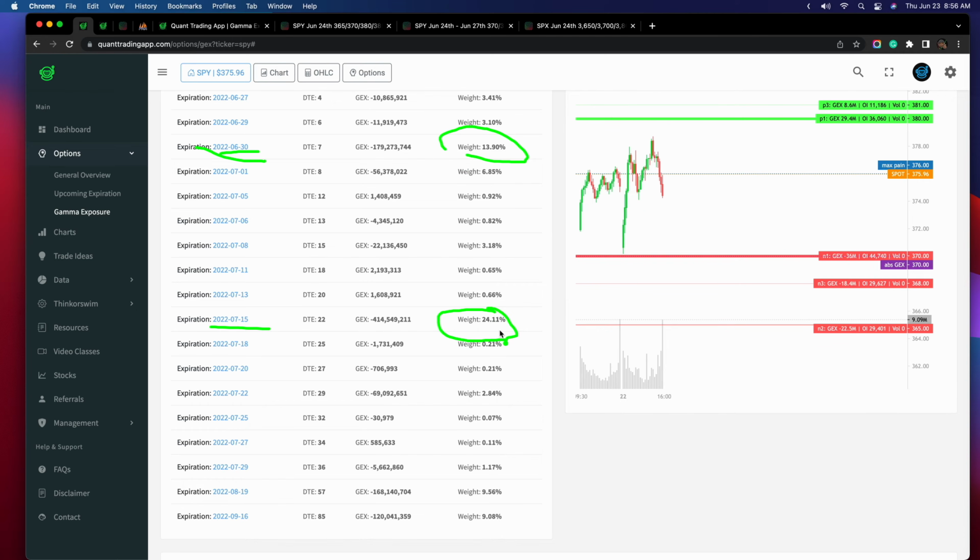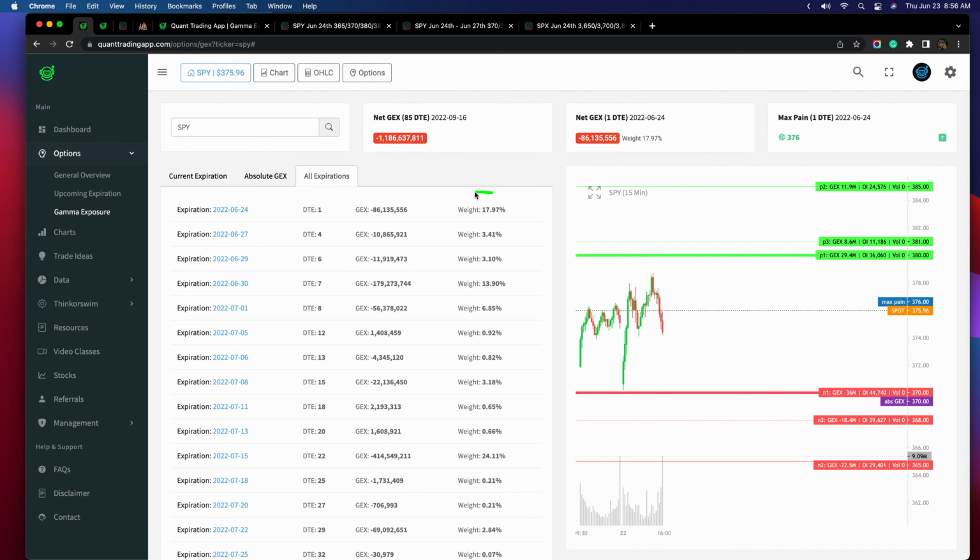So the bulk of the options gamma exposure is for these two expirations, but there's always going to be a lot of weight for the upcoming expiration because gamma is most sensitive at the at-the-money strike as well as the closest expiration, and that's just the way gamma works.